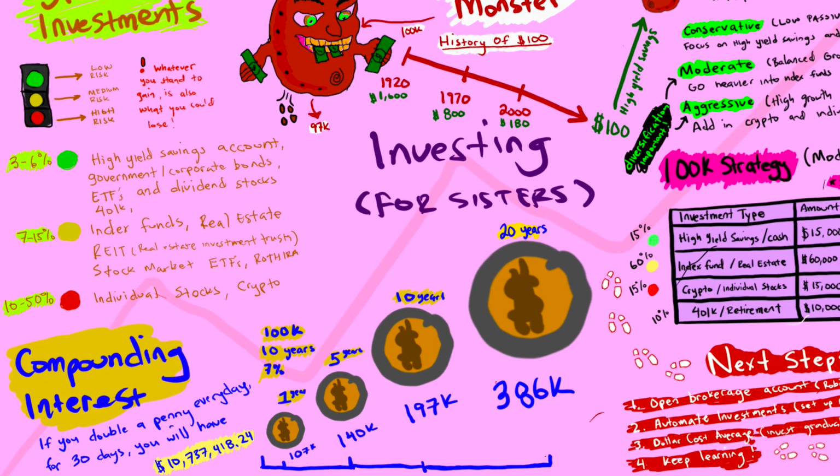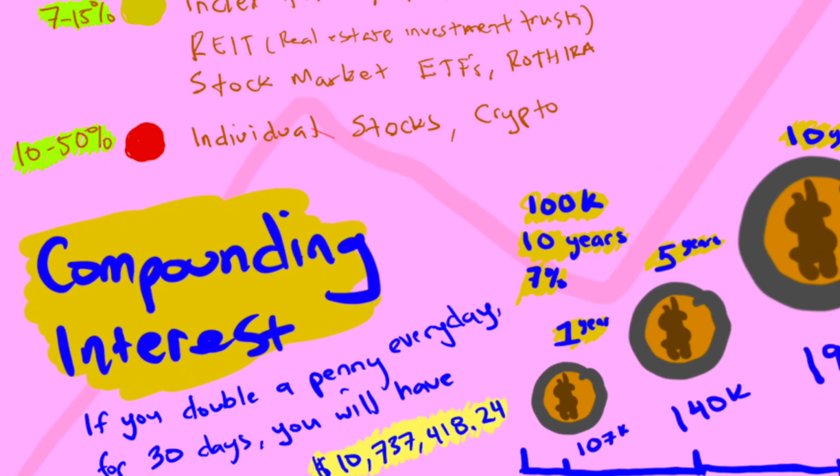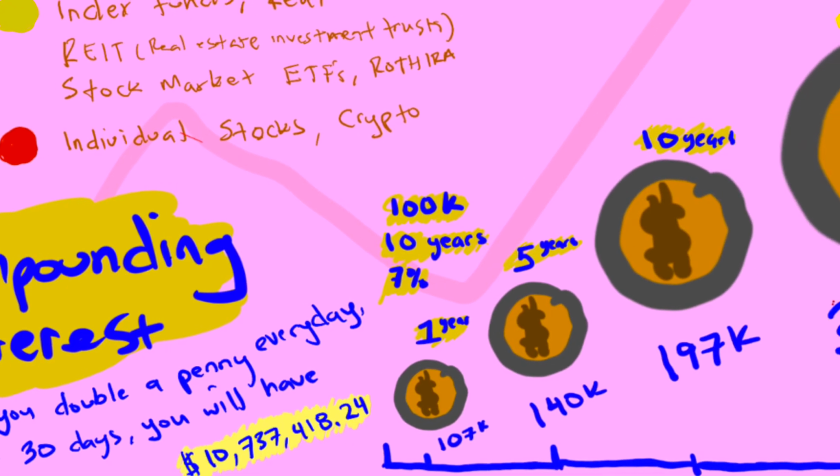All right, cool. Let's move on to compounding interest. Now, this is a core concept when we're talking about investing. Fun fact, if you double a penny every day for 30 days, you're going to have about $10,737,418.24 on the 30th day. Now, how the heck does that work? Well, that's the magic of compounding interest.